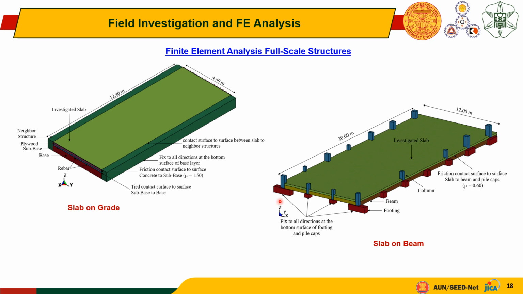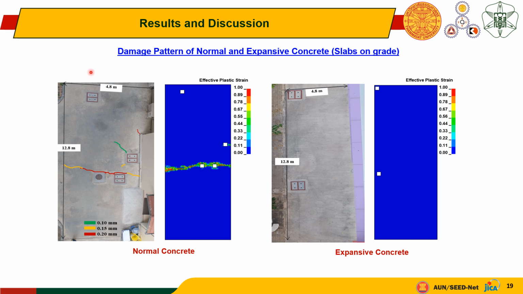This is the finite element analysis for the full scale structure. We have a slab on grade and also a slab on beam. We also have the measurement results for both slab on grade and slab on beam. This is the result of the damage pattern for normal and expansive concrete for slab on grade. Here I chose two cases: the first case is normal concrete, and the second case is expansive concrete.